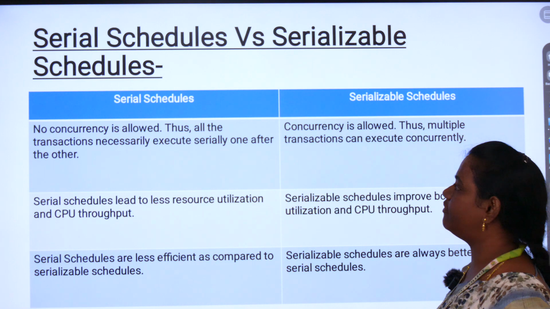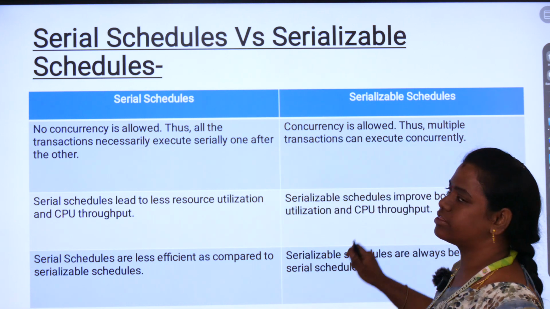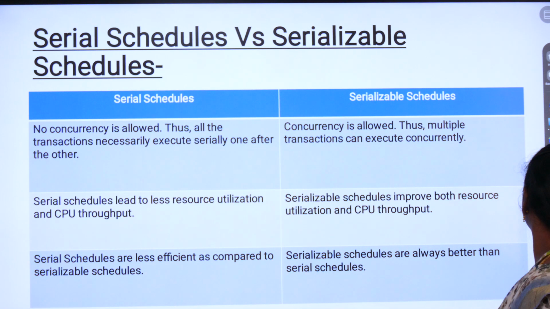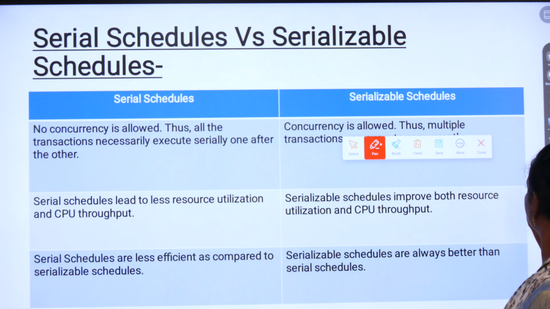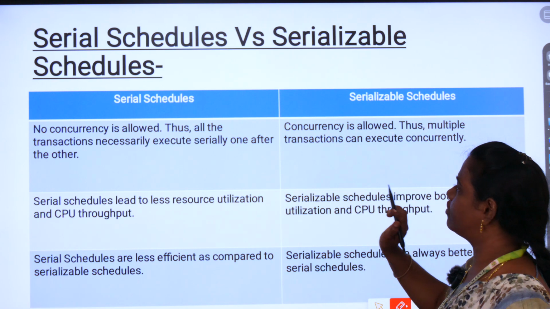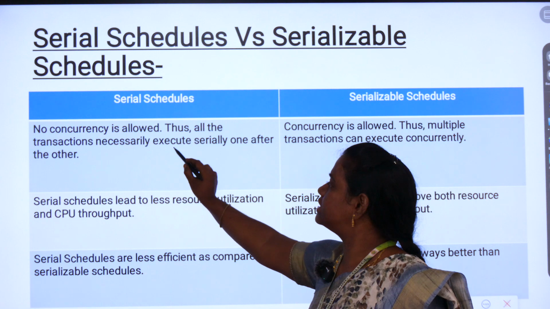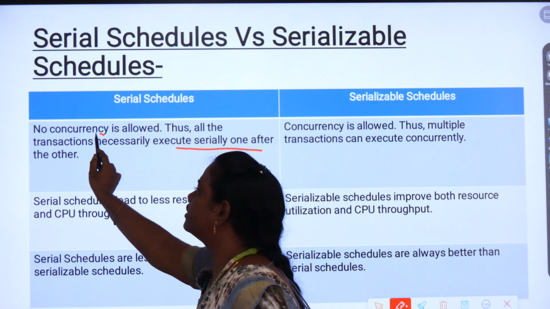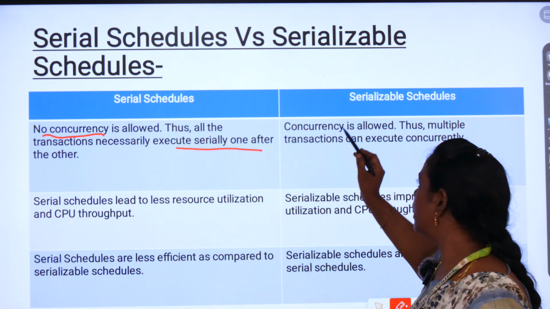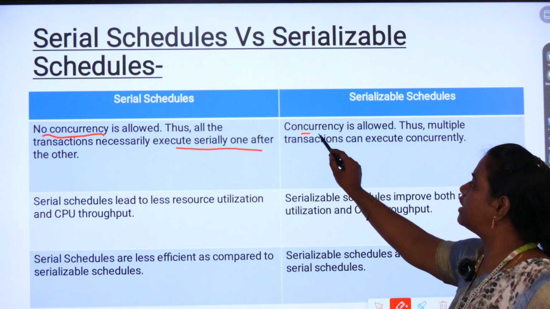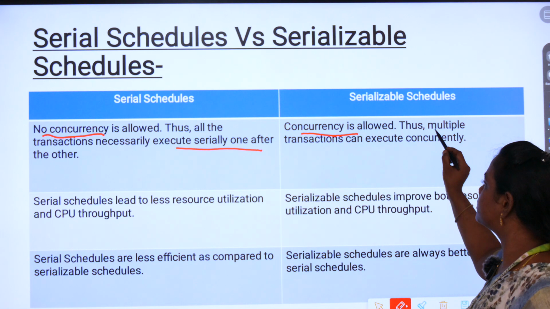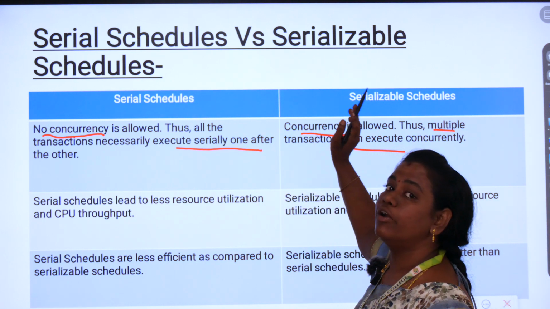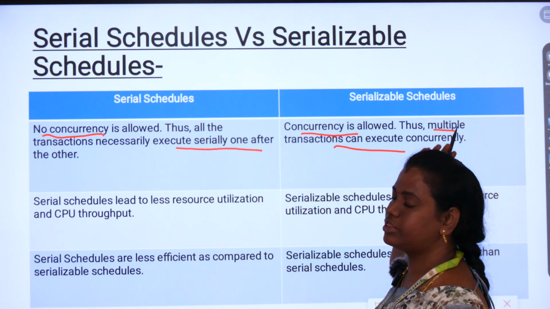So next is the difference between serial schedule and serializable schedule. First, in a serial schedule all the transactions are executed serially, one after another. So no concurrency is allowed in a serial schedule. In a serializable schedule, concurrency is allowed because multiple transactions are executed concurrently. So this is the main reason we convert the non-serial schedule into a serial schedule.